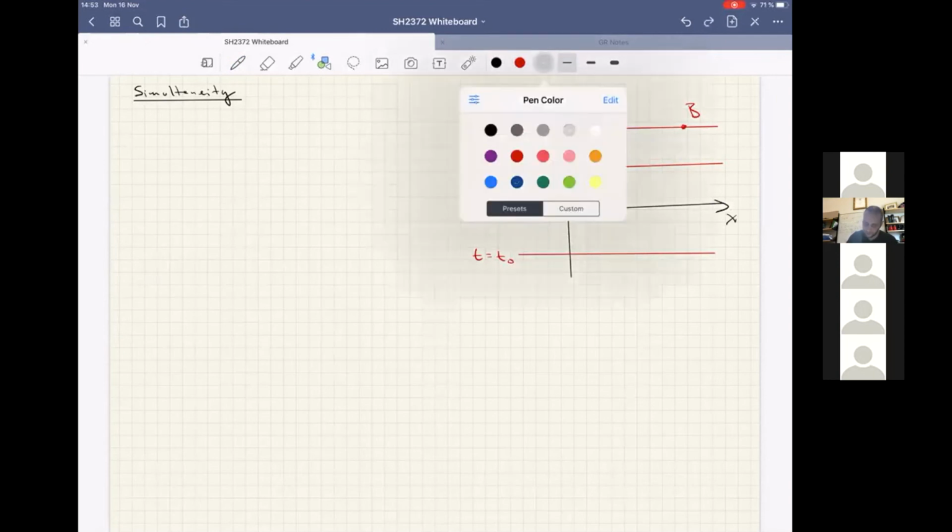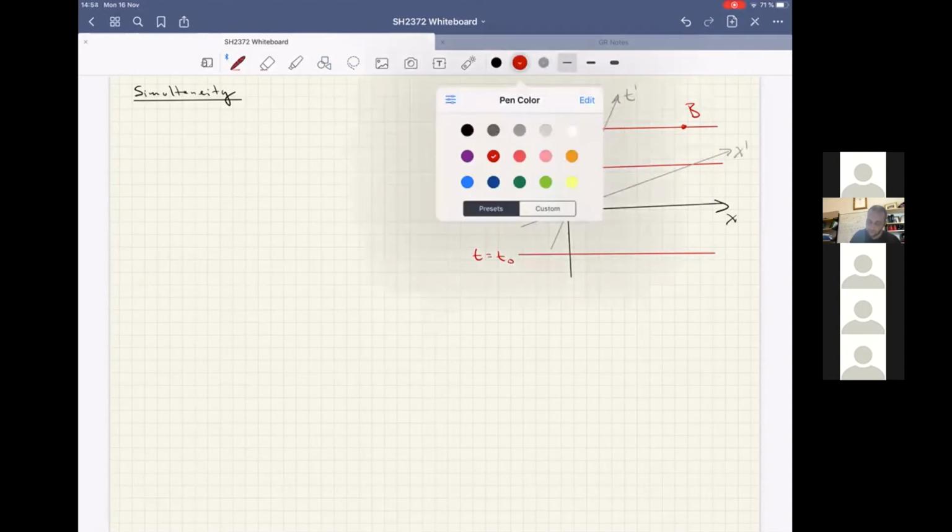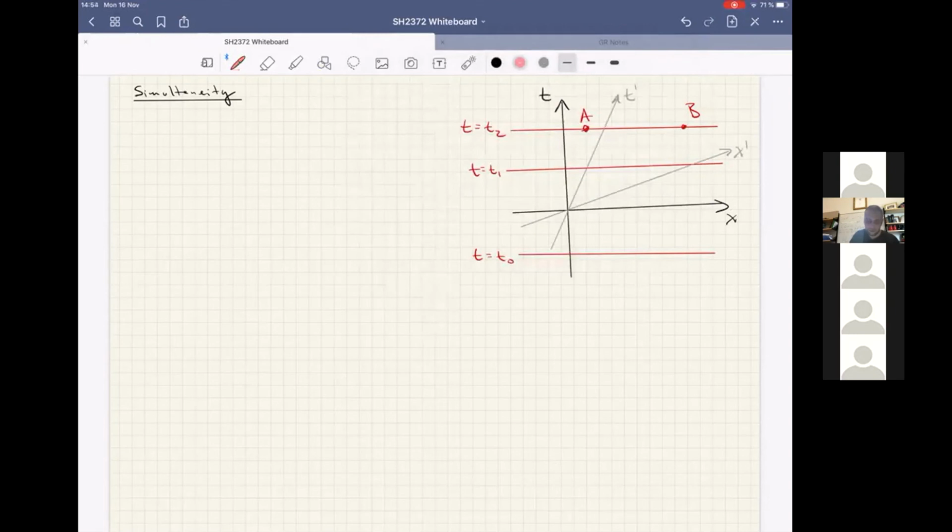That's a very light gray. Let's take something darker. If I change my coordinate system, so I now have instead the t prime and the x prime axis in the prime system, the simultaneities are no longer these lines that I already drew. Instead, they are the lines that are parallel to the x prime axis.